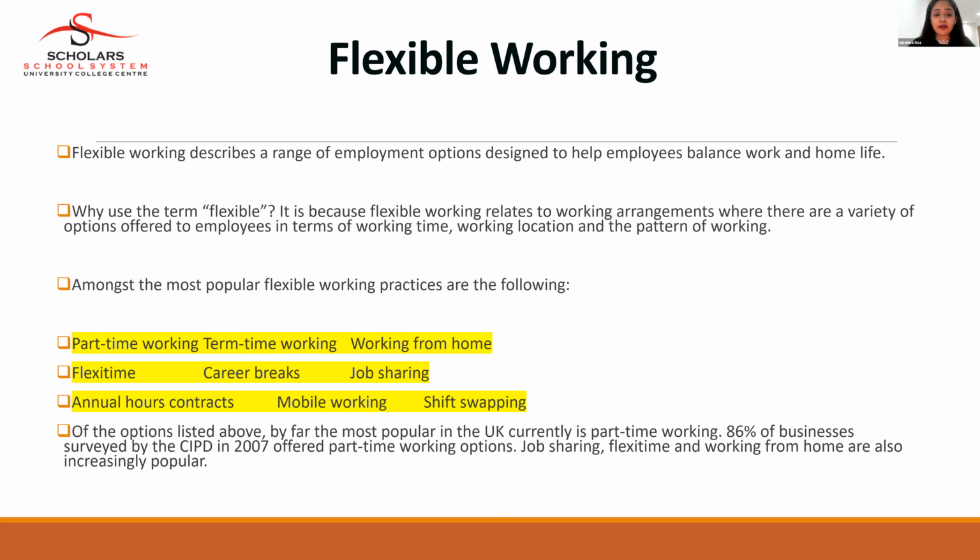Of the options listed above, by far the most popular in the UK currently is definitely part-time working, where people are able to work part-time at different organizations at the same time. 86% of businesses surveyed by the CIPD in 2007 offered part-time working options, job sharing, flexi time, and also working from home. So it is not something new. It is not just during this pandemic that working from home has become a thing. It has been a thing for quite a long time, and human resources in different organizations have actually provided these opportunities for their employees.